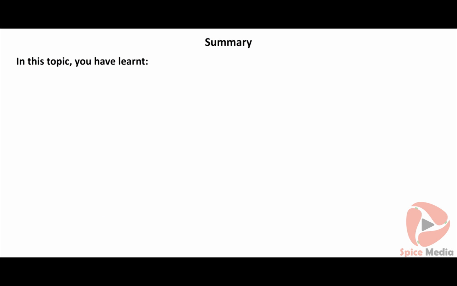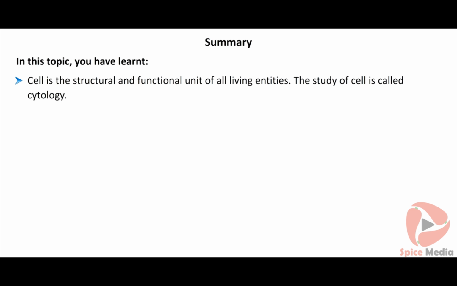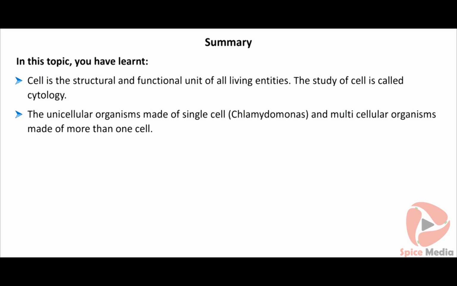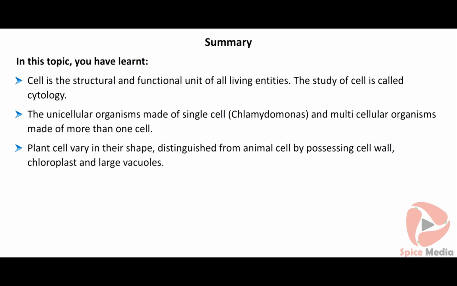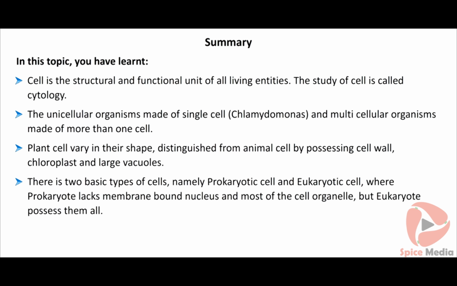In this topic, you have learned: cell is the structural and functional unit of all living entities. The study of cell is called cytology. The unicellular organisms made of single cell, chlamydomonas, and multicellular organisms made of more than one cell. Plant cells vary in their shape, distinguished from animal cell by possessing cell wall, chloroplast, and large vacuoles. There are two basic types of cells, namely prokaryotic cell and eukaryotic cell, where prokaryote lacks membrane-bound nucleus and most of the cell organelle, but eukaryote possesses them all.